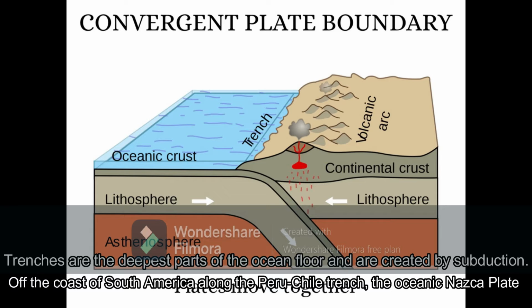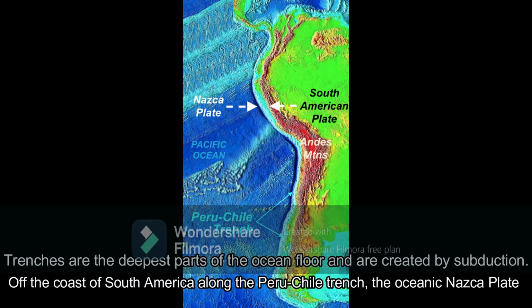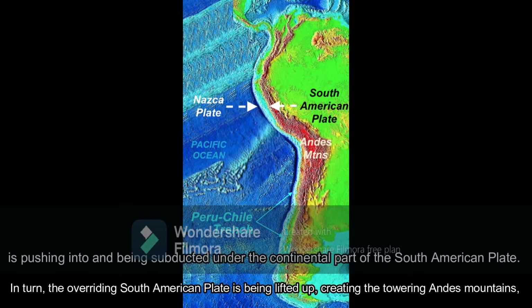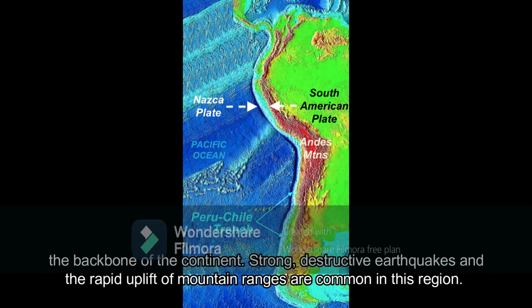Trenches are the deepest parts of the ocean floor and are created by subduction. Along the coast of South America, along the Peru-Chile Trench, the oceanic Nazca Plate is pushing into and being subducted under the continental part of the South American Plate. In turn, the overriding South American plate is being lifted up, creating the towering Andes Mountains, the backbone of the continent.